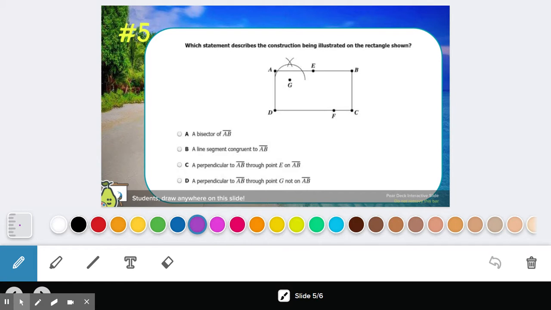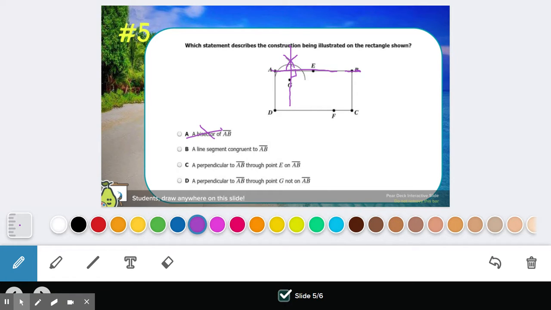Problem number 5, constructions. So I've got to figure out what I'm doing. I see this little X, so I knew I drew that. My next line has to go through it, so I'm probably doing that. Looks to me like I made a right angle. So, bisector of AB. AB is here. That has definitely not been bisected.